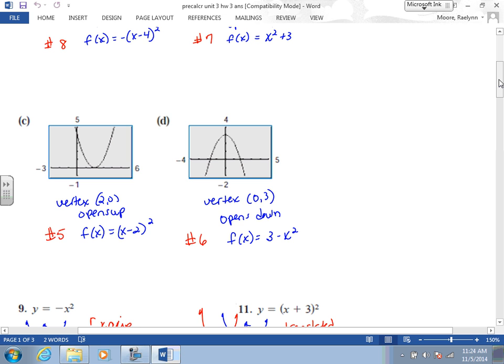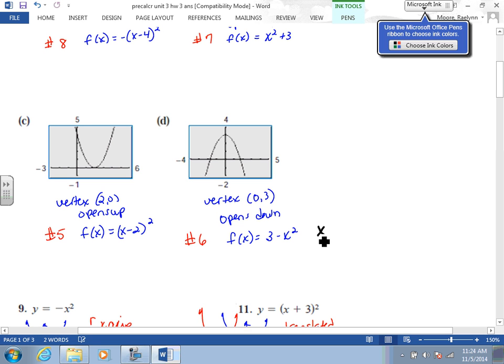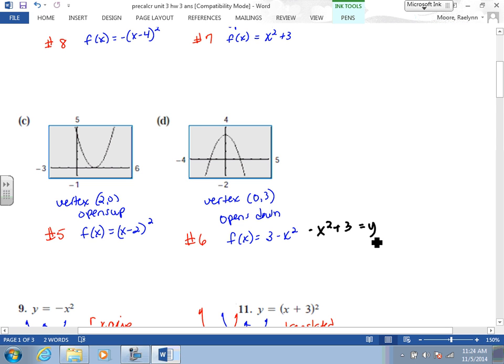And this you could write negative x squared plus 3. That one works either way. I like it better this way, negative x squared plus 3, because we hit the x, we do the reflection, then we do the shift. Okay.